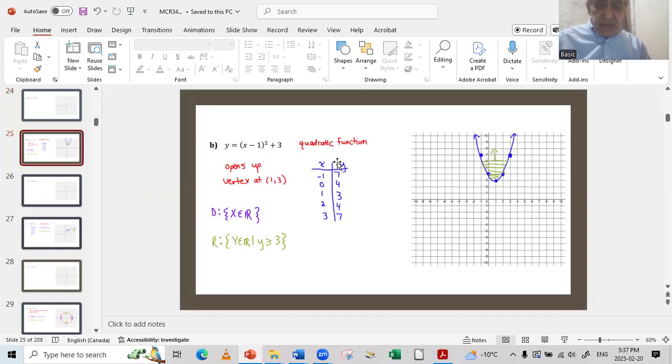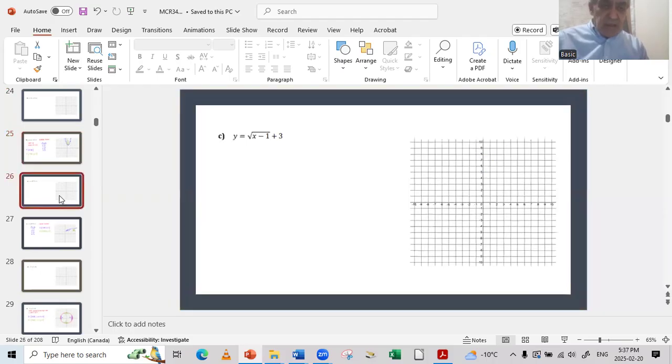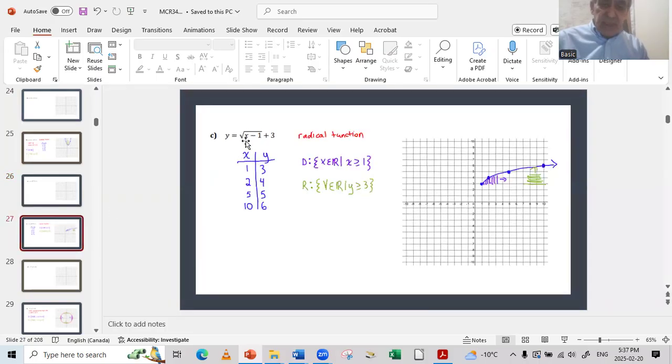And here we got it. We did it on the board right now. And here is the idea for the exponent. This is a radical, because it's under the root. So the same idea also. We'll do the same. We'll do points for x: 1, 2, 5, 10.